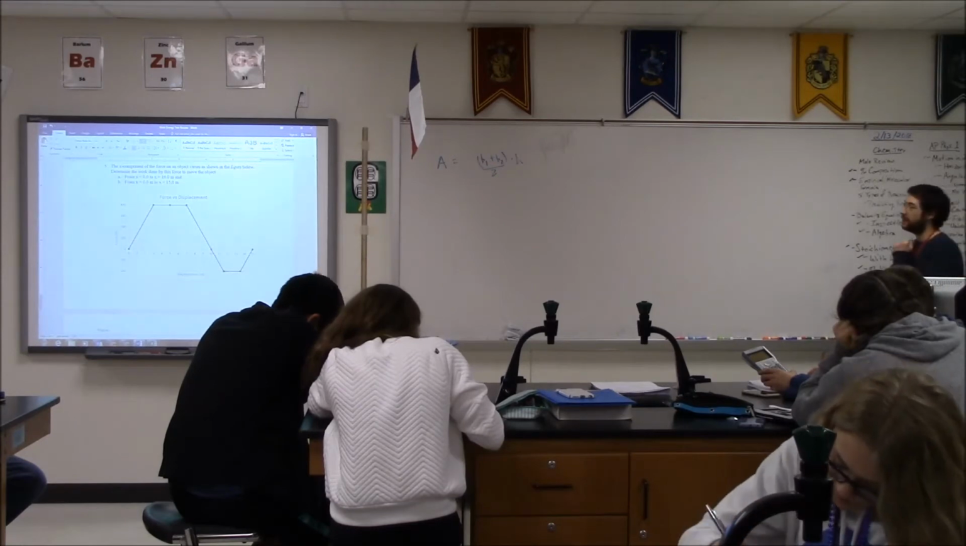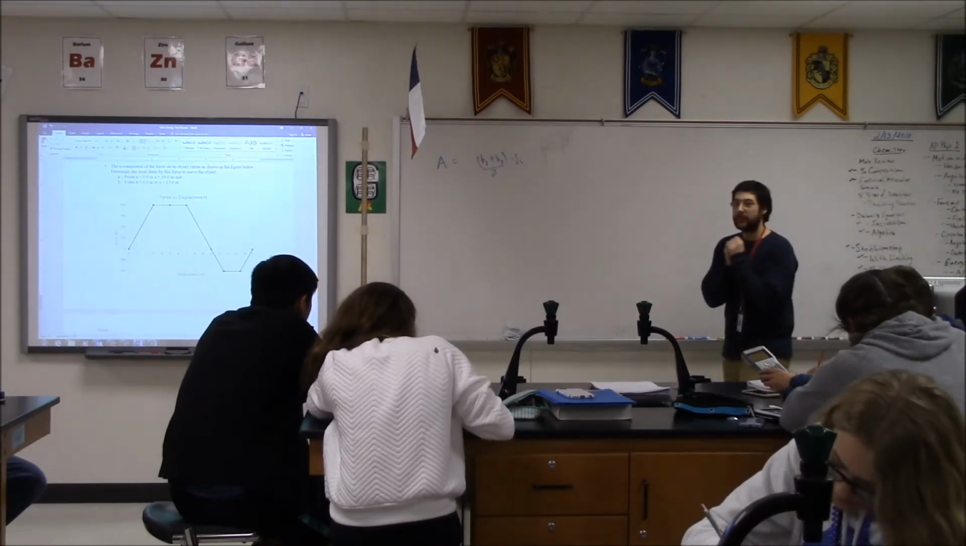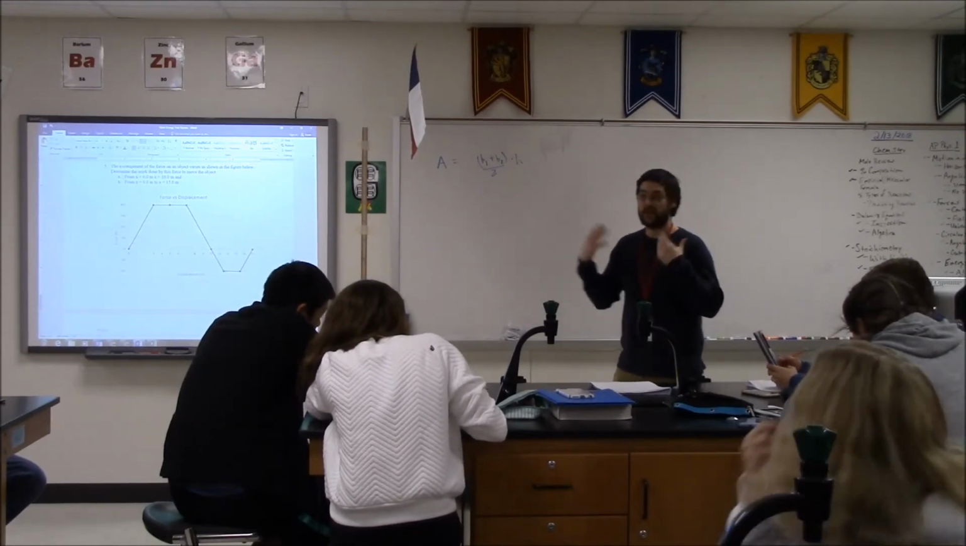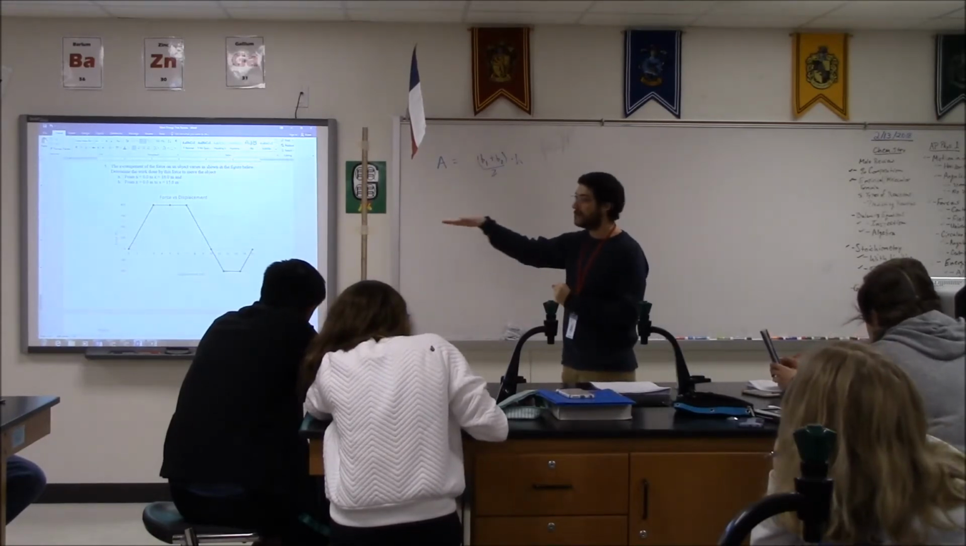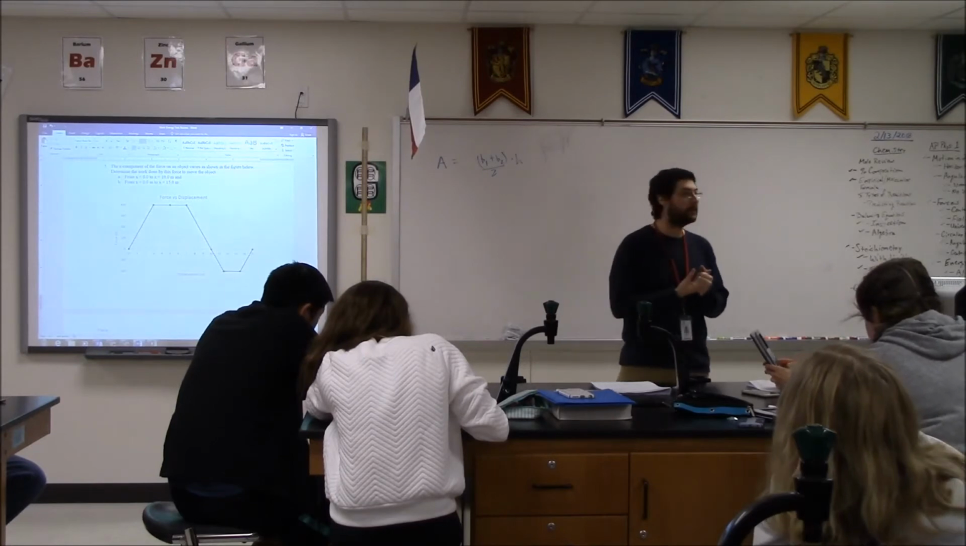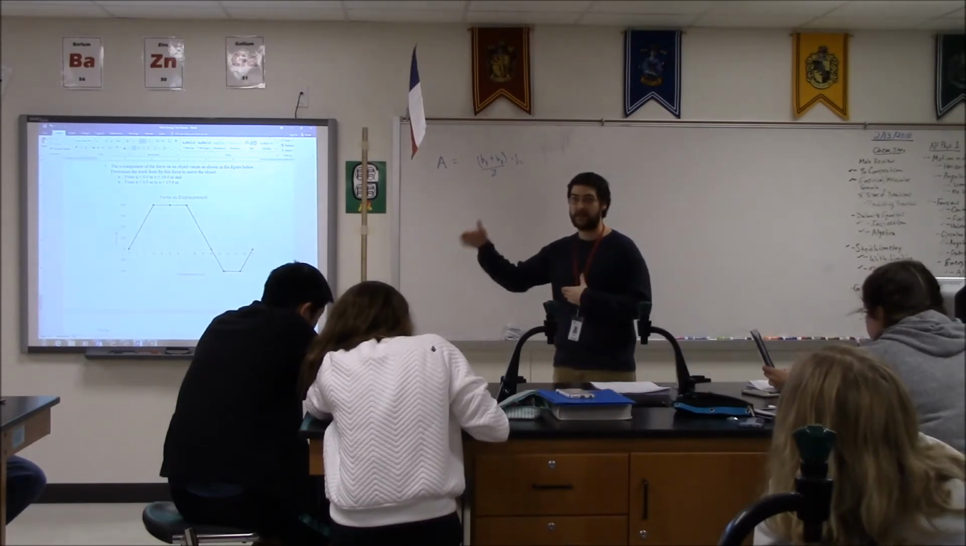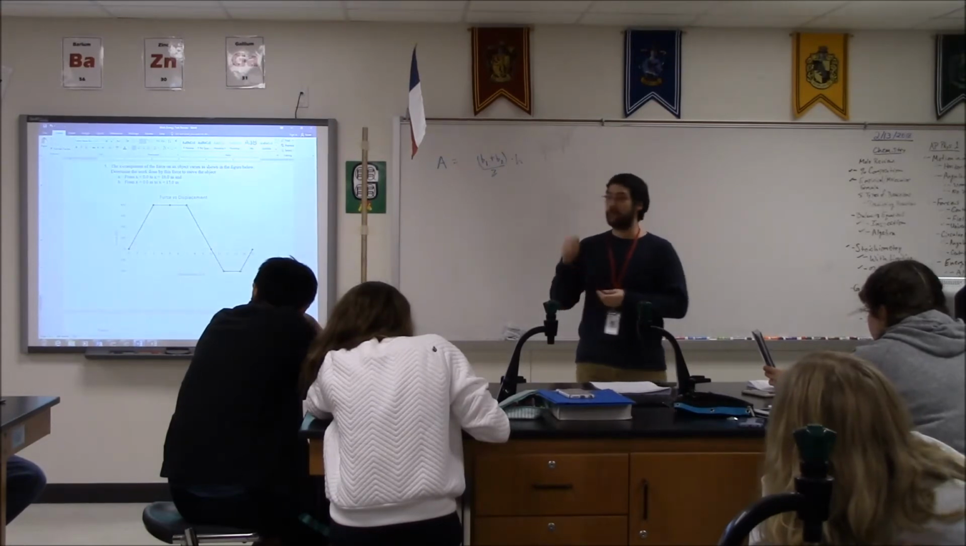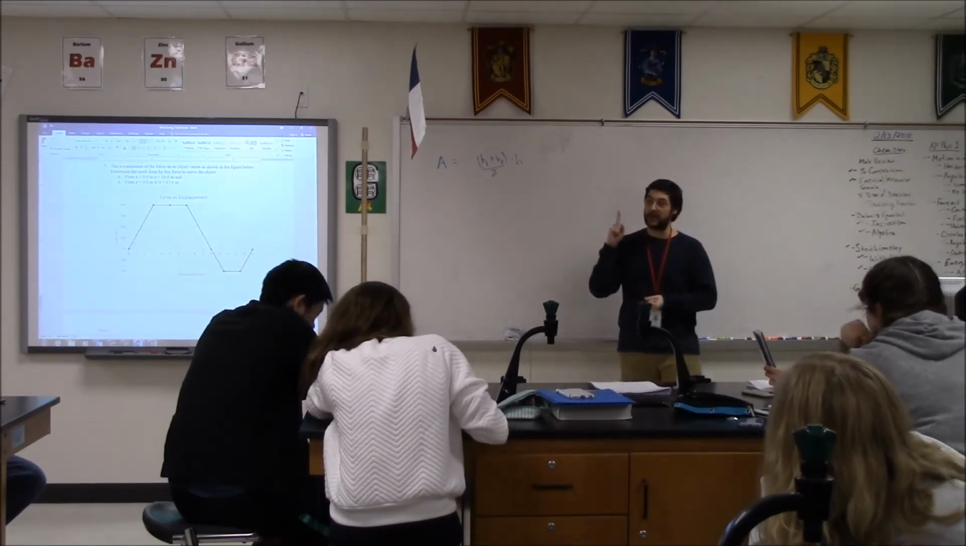Now, your sig figs, as you're looking at this, where are you pulling your numbers from? The graph. How many sig figs minimum, like which number has a minimum of sig figs on either axis of the graph? 1. That means that your answer for both A and B is going to have 1 sig fig.